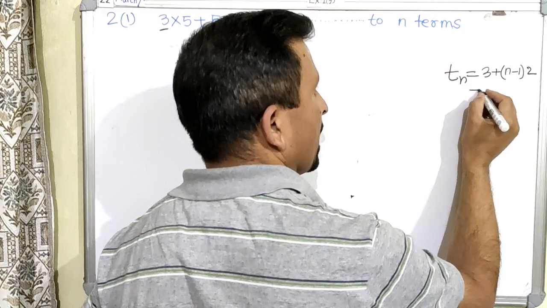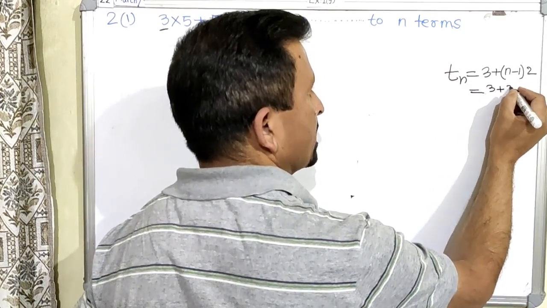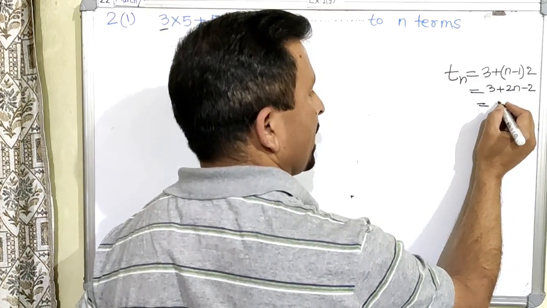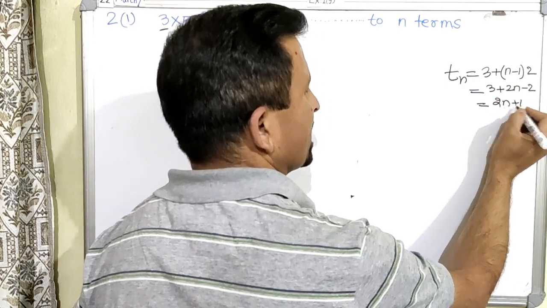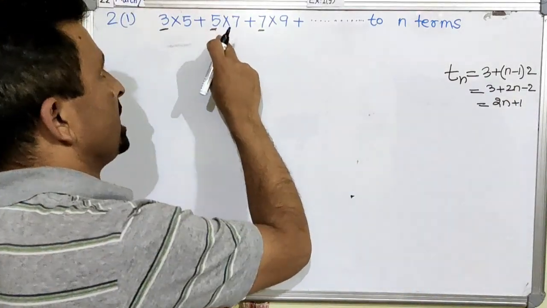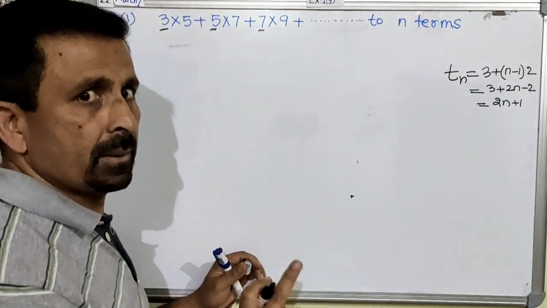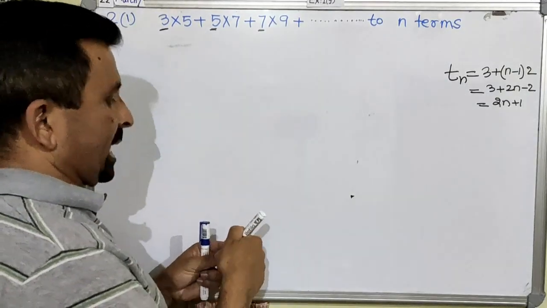Is it okay? Therefore, now simplify this. This is 3 plus 2n minus 2. Right? And this is then finally coming as 2n. 3 minus 2 is 1, plus 1. So this is the nth term of your first series. This is the nth term of your first series. Is this very clear?